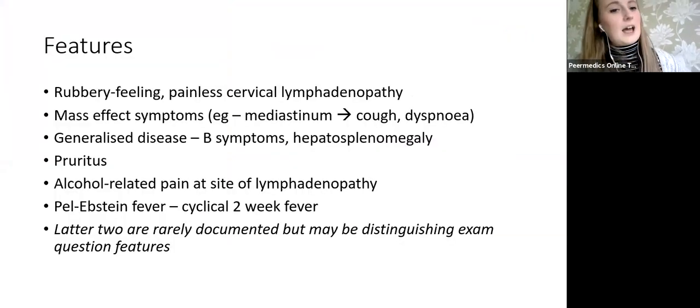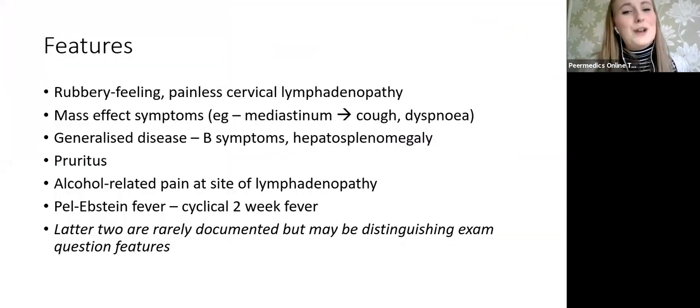So features, again, you're going to get sick of hearing this: rubbery feeling, painless cervical lymphadenopathy, but that is what most patients, if anything, are going to present with. And there's mass effect symptoms if the lymph nodes are elsewhere. Also, it could present more rarely with generalized disease, those B symptoms, or hepatosplenomegaly, but not as commonly, and pruritus as well. You may get this alcohol-related pain, which is described as being an ache when people drink or around the period of time that they're drinking, but again, it's quite a vague thing.